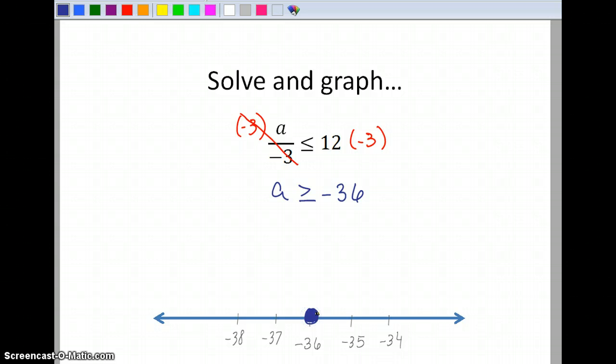Now I need to find out which side I need to shade. So now I say, okay, is -35 larger than -36? Yes. So I'm going to shade to the right.